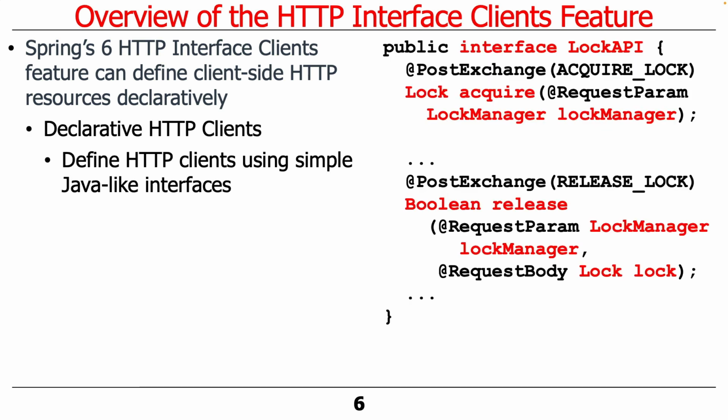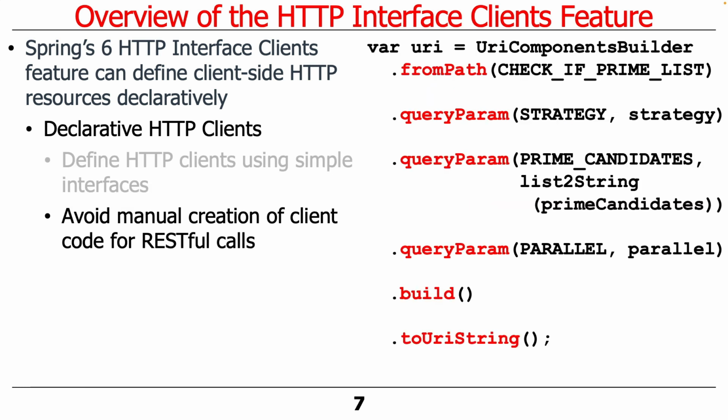And this does a couple of different interesting things, actually a half dozen or so interesting things. You can have these declarative clients. So you can use a Java-like interface style of defining the clients. So you can see here we say public interface, lock API, lock acquire. We have a release method. It's got parameters. It actually looks quite a bit like the controller logic.